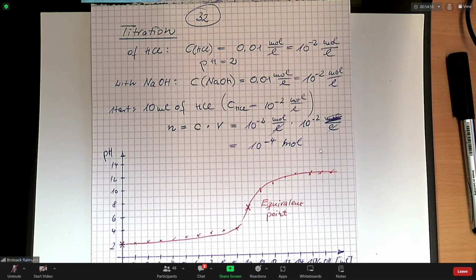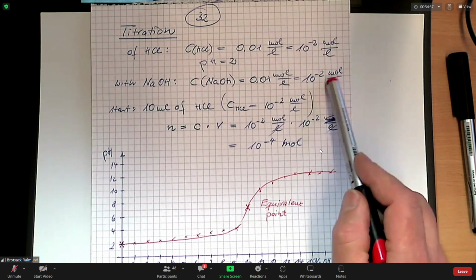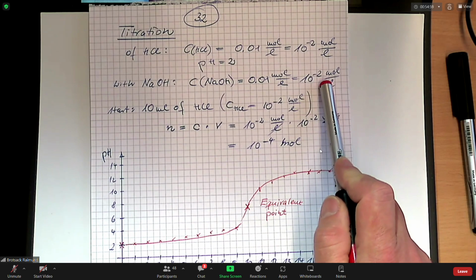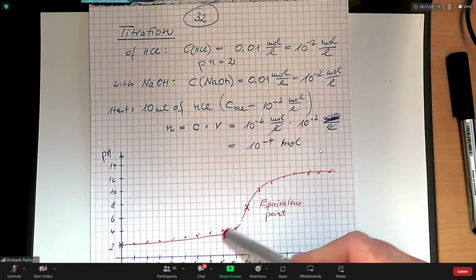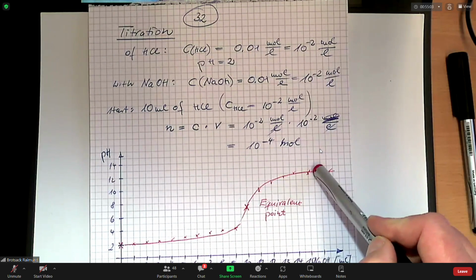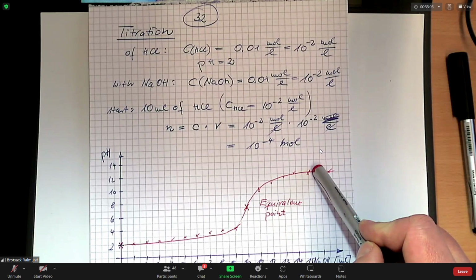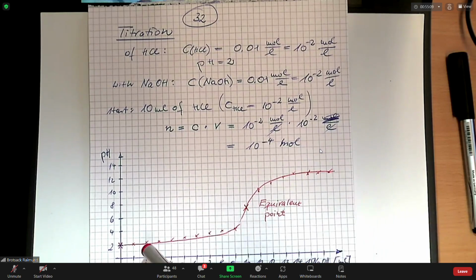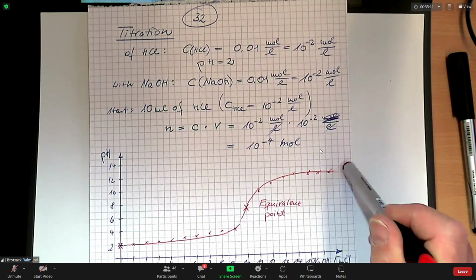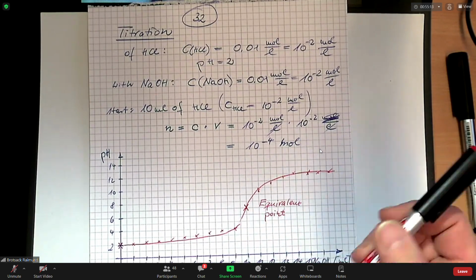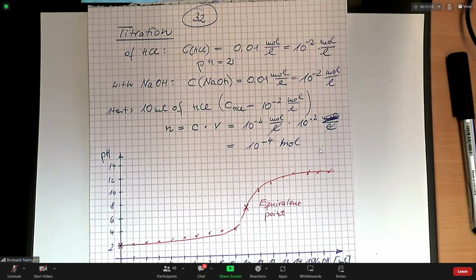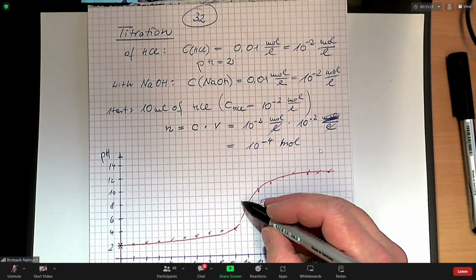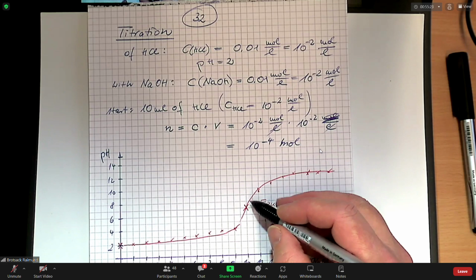Not more than that, because we don't have more than 10 to the power of -2. If everything is neutralized, we end up at 12. The pOH will be 2 and the pH 12. The sum is always 14. The equivalence point is the point where it's neutral in this case.